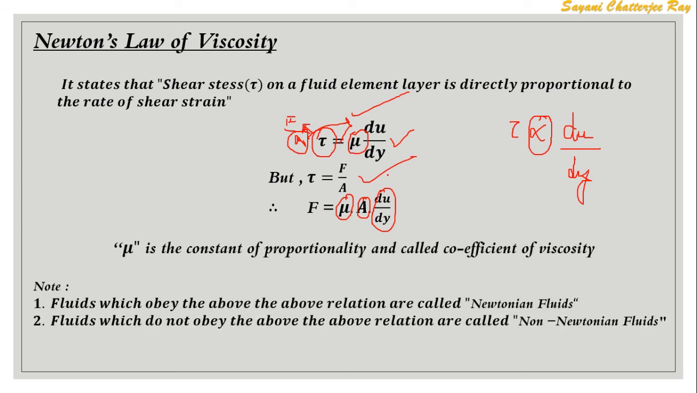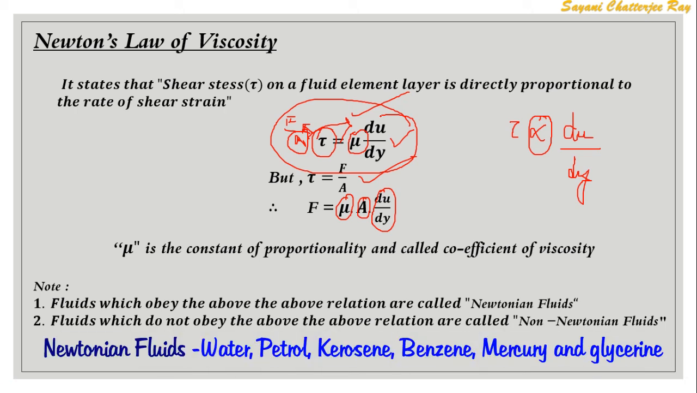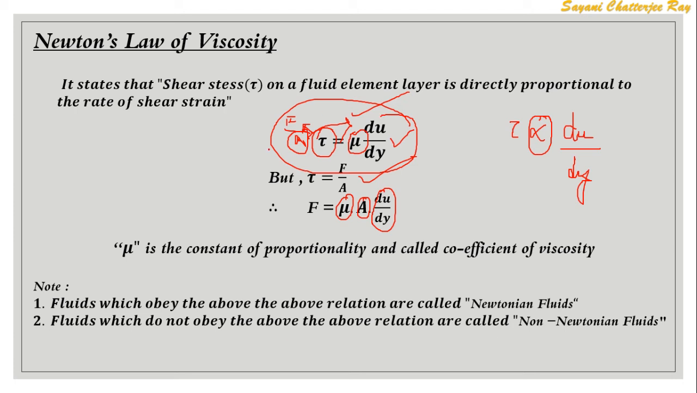Fluids which obey the above relationship, that is tau equals mu du by dy, such types of fluids are called Newtonian fluids. Examples of Newtonian fluids are water, petrol, kerosene, glycerin, benzene and mercury. Some fluids also do not follow this relationship. Such types of fluids are called non-Newtonian fluids. Fluids which obey Newton's law of viscosity are called Newtonian fluids, and those which do not obey Newton's law of viscosity are called non-Newtonian fluids.